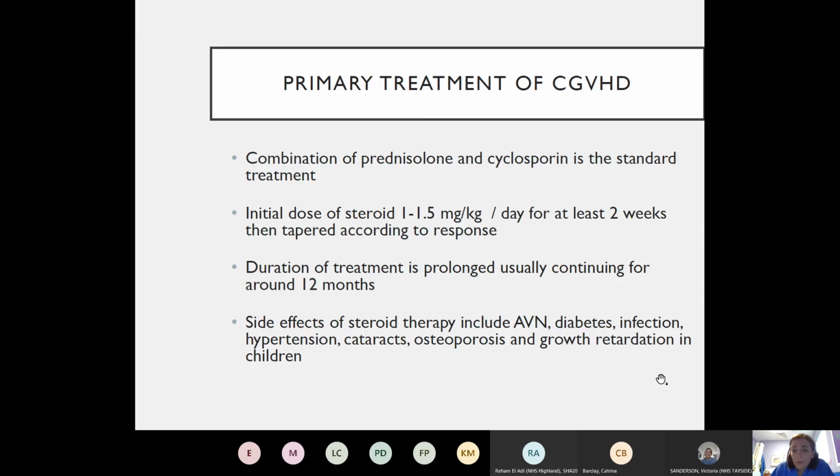So the primary treatment of it is we usually start with steroids, and we introduce cyclosporin. And the initial steroid dose is lower than that for acute GVHD, and the duration is usually more prolonged. So you see lots more steroid-associated symptoms in patients with chronic GVHD because of the long exposure. So AVN, diabetes, infection, hypertension, cataracts, these are all risk factors.